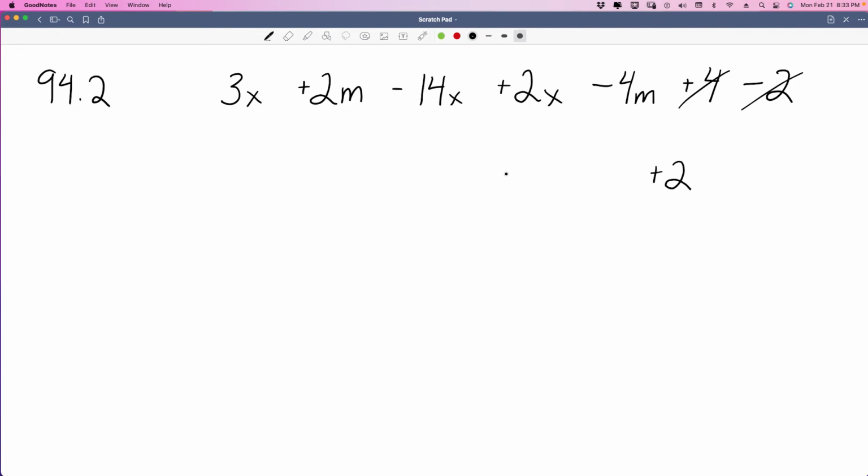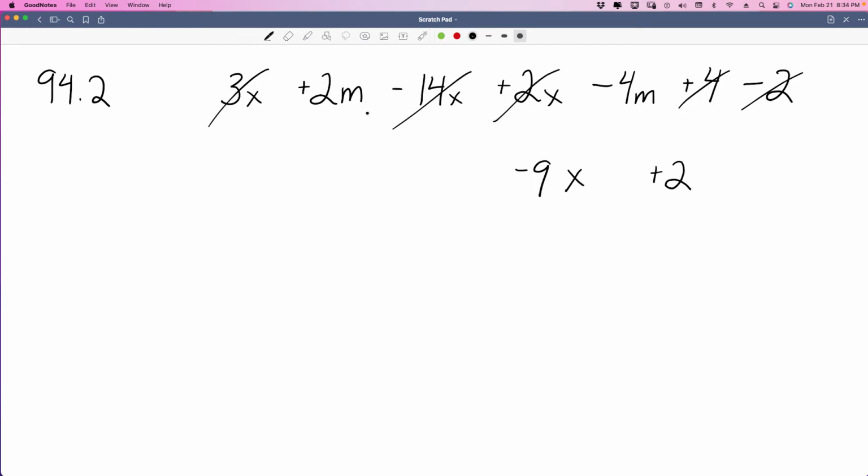So now let's look at the variable x. We have a 3x, a negative 14x, and a positive 2x. I'm going to add the two positives together just because it's easy, and put that here, positive 5x. And then I'm going to subtract 5 from negative 14, and that's going to give me a negative 9x. So negative 9x, that uses all of these up.